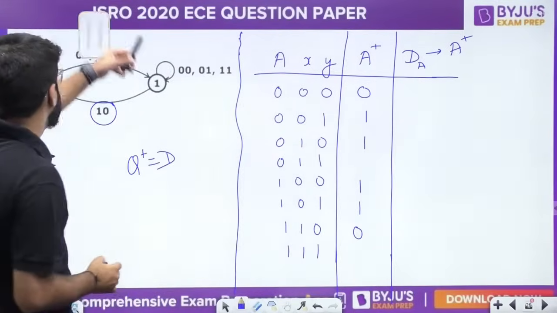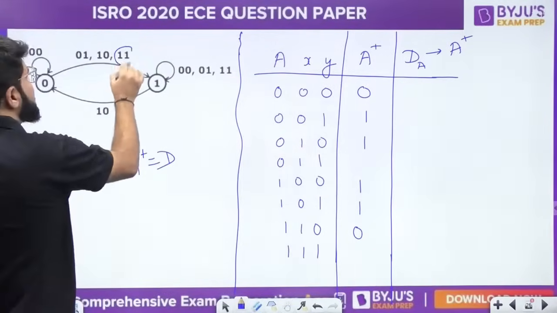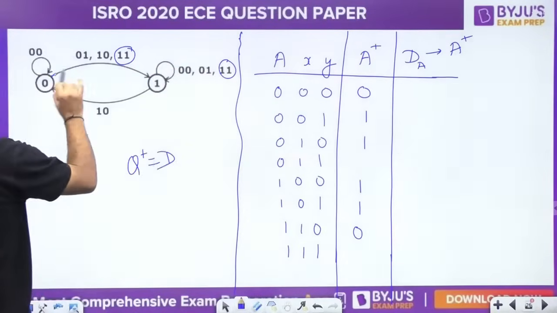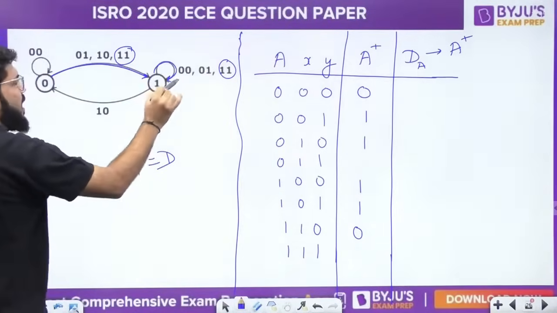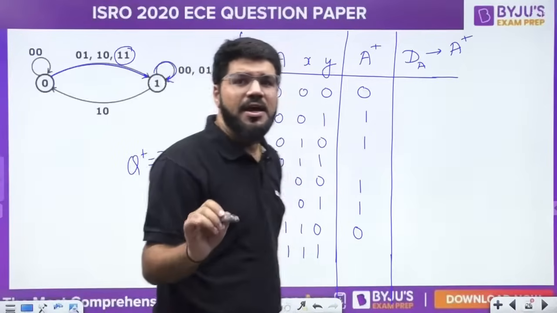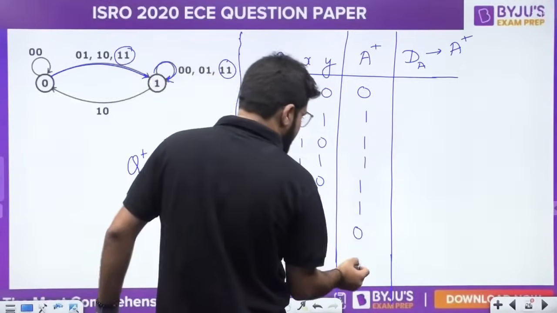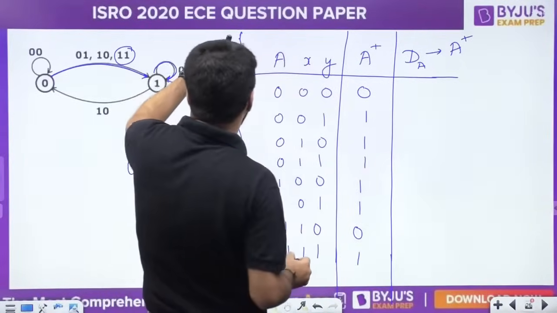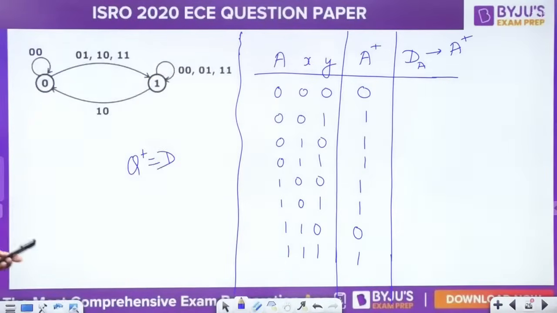Next, last but not the least, if the input bits are 1, 1. If you are at 0, you will go to 1. If you are in 1, you will remain at 1. That means at any cost, you will be in 1. So if the input bits are 1, 1, the next state will be 1.